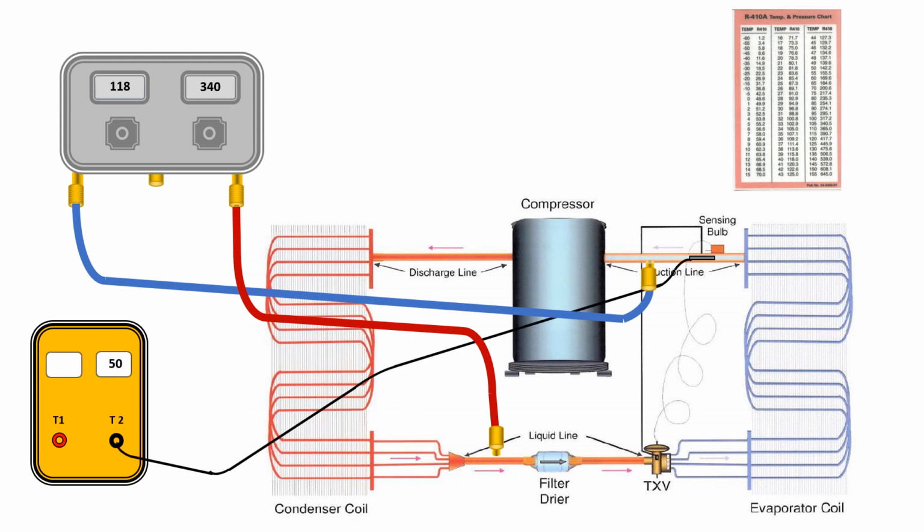Connect the temperature sensor to the suction line. Note the temperature is 50 degrees Fahrenheit. Connect the temperature sensor to the liquid line. Note the temperature is 90 degrees Fahrenheit.